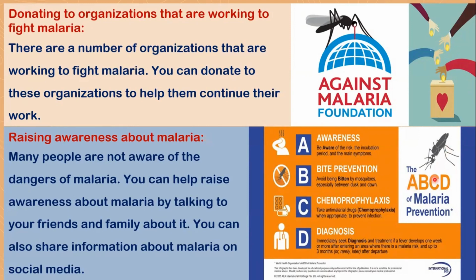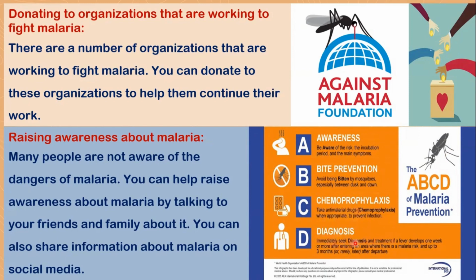So if you look at this picture, the ABCD of malaria prevention: A, awareness, be aware of the risk, the incubation period, and the main symptoms. B, bite prevention: avoid being bitten by mosquitoes, especially between dusk and dawn. C, chemoprophylaxis: take antimalarial drugs when appropriate to prevent infection. We have discussed so many antimalarial drugs in the previous slides.